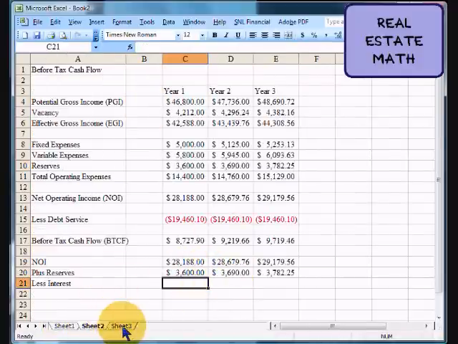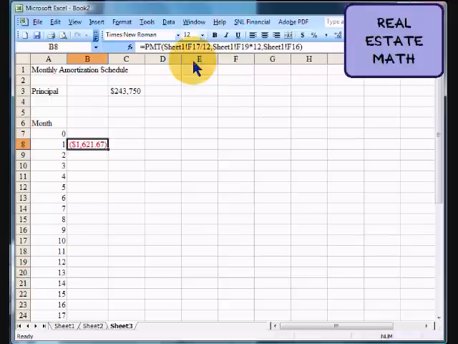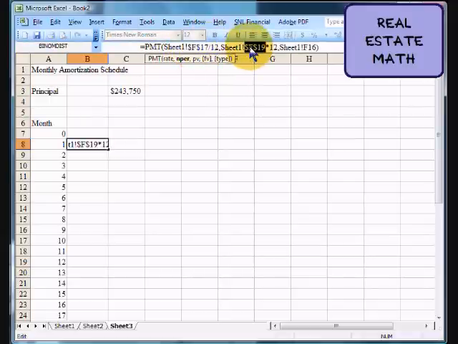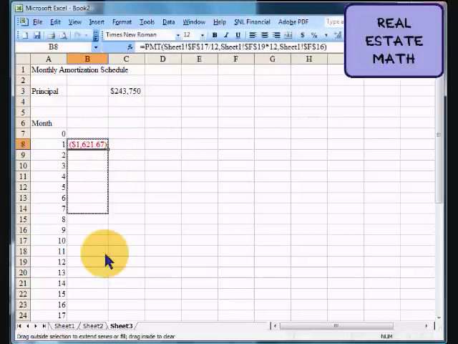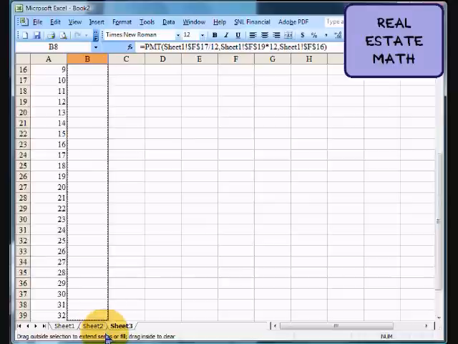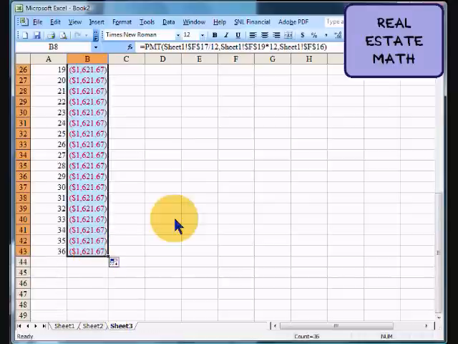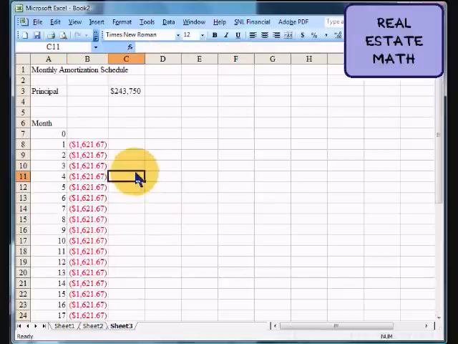Now in order to make sure that those values all stay the same, I'm going to need to lock those in. So each one of those values is going to need to be set as an absolute reference by hitting F4. So we know my payment's not going to be changing over the 36 months. But what about my interest payment?